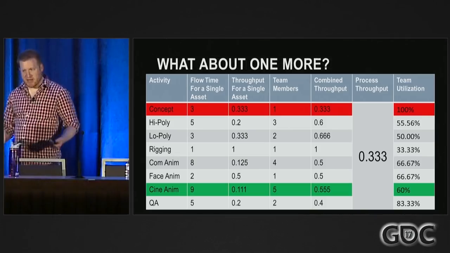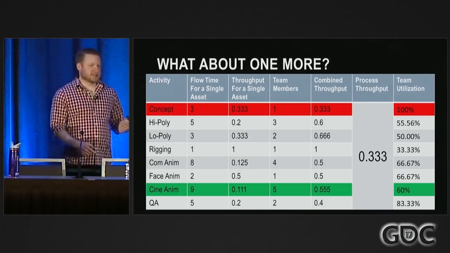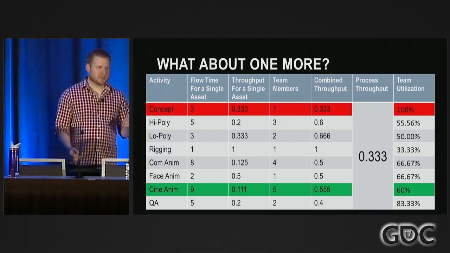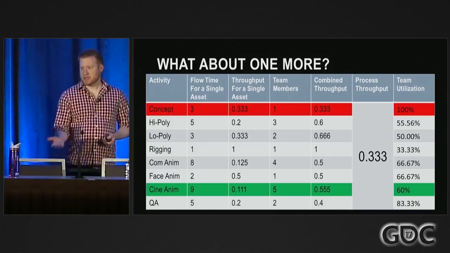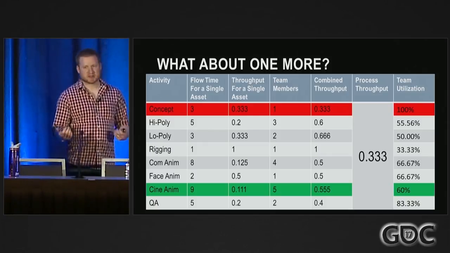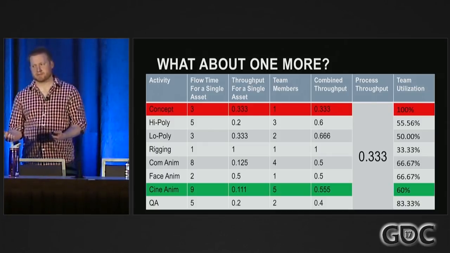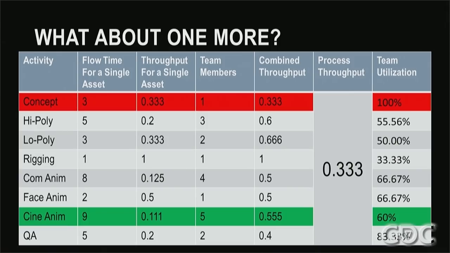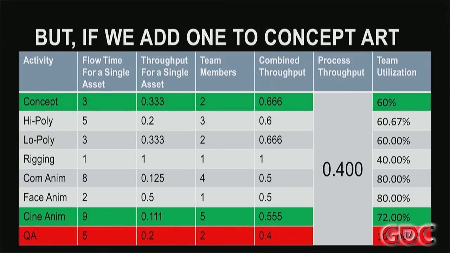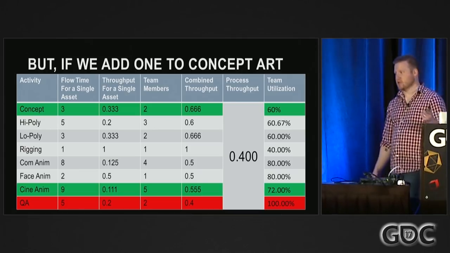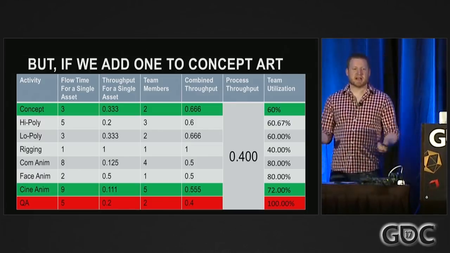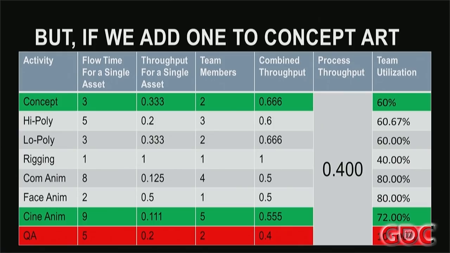If we add another cinematic animator, throughput is still capped at a third of a character per day, concept art is still the bottleneck, and all that extra head on the payroll did was create more spare capacity, which is probably not the most efficient use of your resources. On the other hand, if we add another concept artist, now our throughput goes up to about 2/5 of a character per day. Cinematic animators and concept art are no longer the bottleneck, and QA is now the bottleneck. So you can see how you get a little bit of a shell game going on. When you add people, the bottleneck jumps around, you gotta chase it.